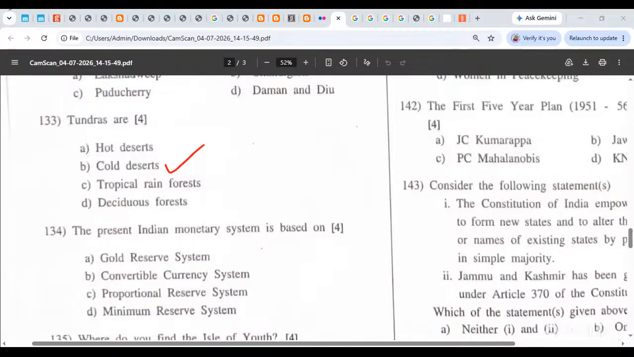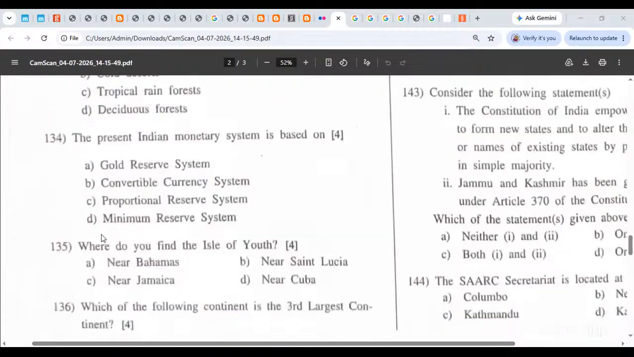All right. Question 134. The present Indian monetary system is based on gold reserve system, convertible currency system, proportional reserve system, or minimum reserve system. The option is going to be minimum reserve system. And let me show you why.